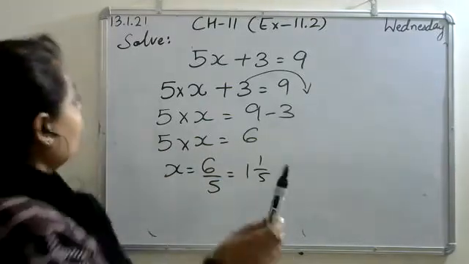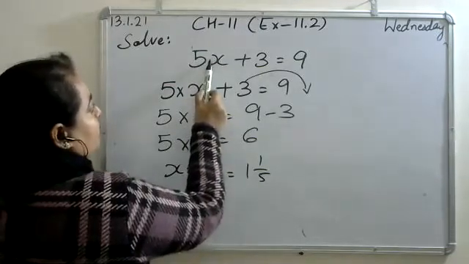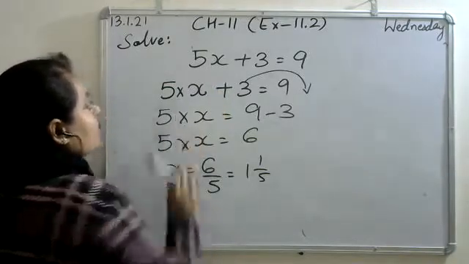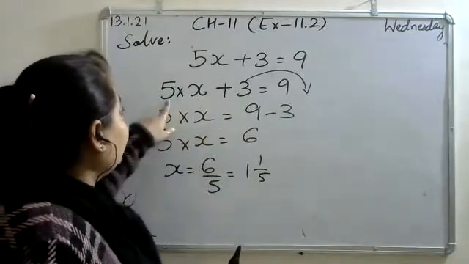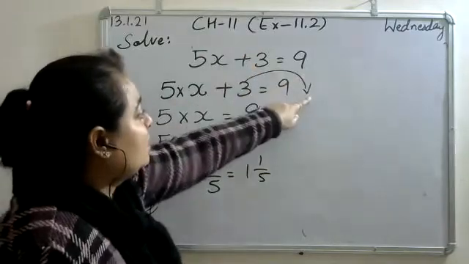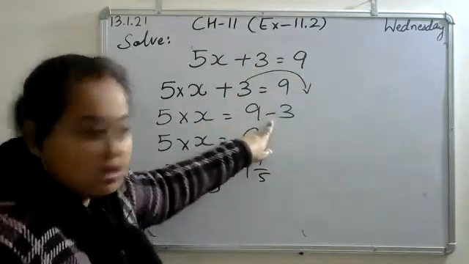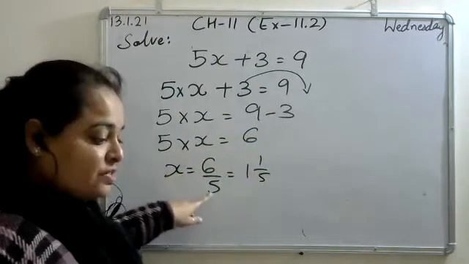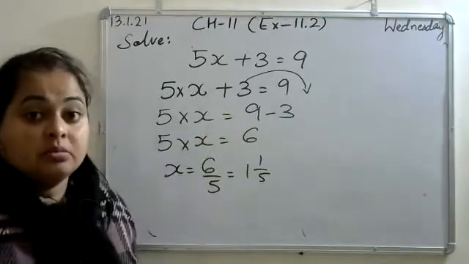Okay. So here 5x, no sign in between. No sign. It means the sign of multiplication. So 3 is not with variable. With variable we have 5. So first of all you will shift this 3. After shifting, this plus will change to minus. Okay. After that this 5 multiplication will change to division. So like this you will solve the sum.